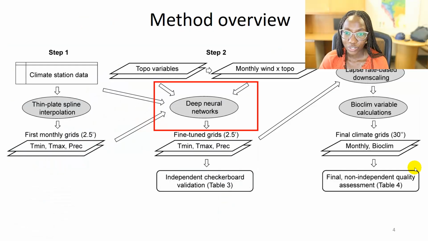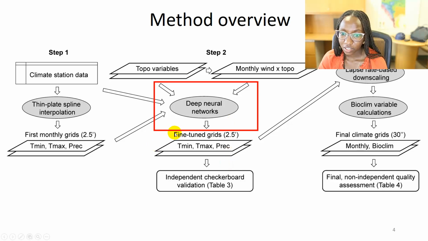And that brings us to our three-step methodology where we have deep neural networks at their center. In step one, we use thin plate spline interpolation, traditional interpolation methods, to produce the first set of climate grids. We then feed these climate grids into the deep neural networks along with topographic and monthly wind variables to produce fine-tuned grids. And this is all done at a coarse resolution of about 2.5 arc minutes, which is about 4 kilometers.